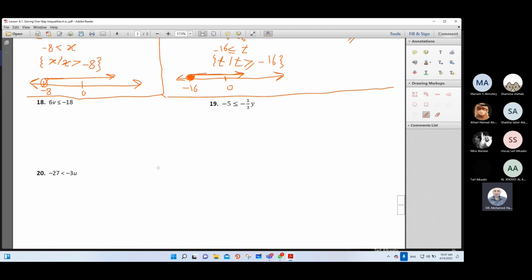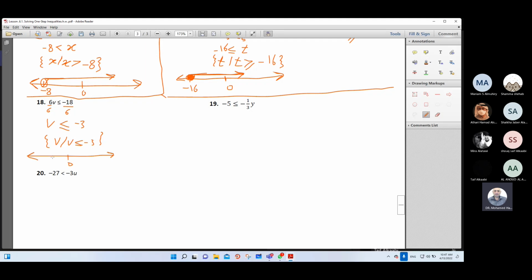For number 18, you can directly here divide by 6, divide by 6. 6b divided by 6 will be b, less than or equals. Negative 18 divided by 6 will be negative 3. So the set of solution b such as b less than or equal negative 3. And this is the graph of this inequality.